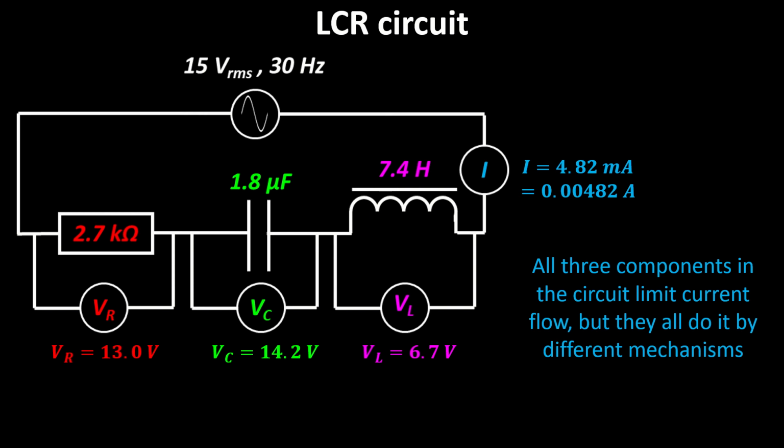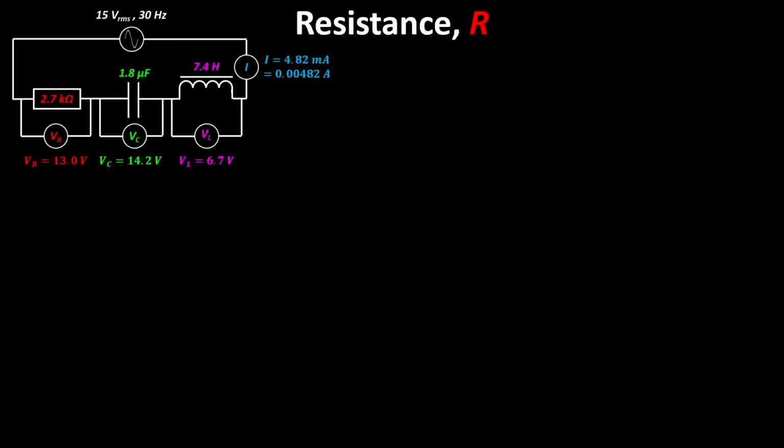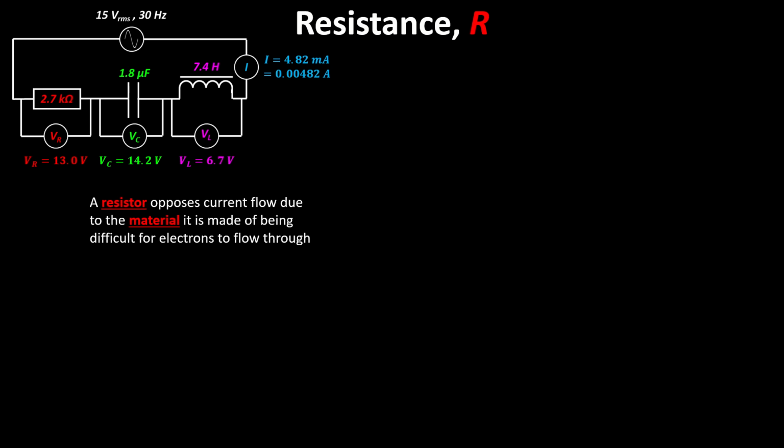So we're going to go through each of these components one by one and talk about how they behave. We're going to start off with the one we're probably most familiar with, the resistor, and the idea of resistance. A resistor is something that limits current flow because the material that it's made of is difficult for electrons to flow through, and also to do with the geometry. It tends to be a very long, thin piece of wire that's coiled around. So it's a property to do with the actual material that the electrons are flowing through.